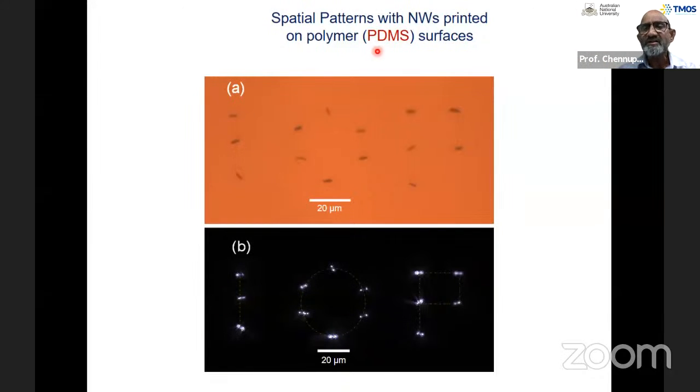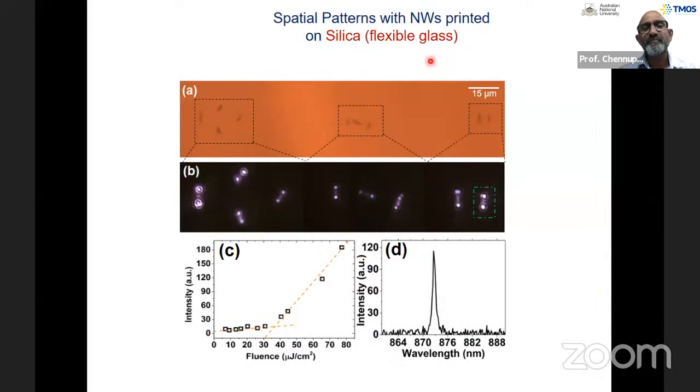But then you may ask: you are transferring onto polymer surfaces, which are soft surfaces. What about transferring onto hard surfaces? That is precisely the question which I asked them. And then they transferred these onto glass substrates, flexible glass, which we want to make use of for flexible optoelectronics applications.